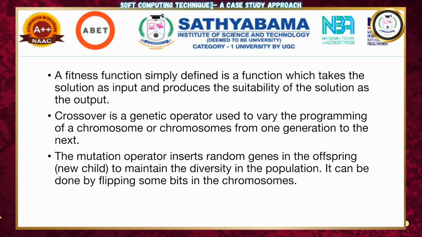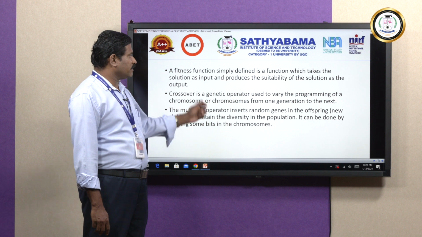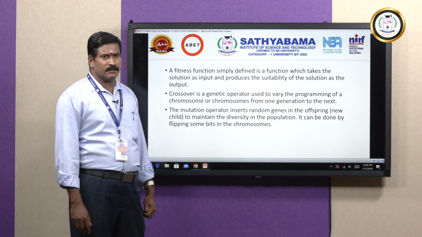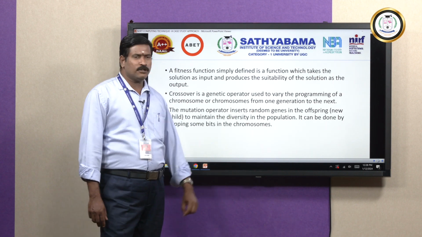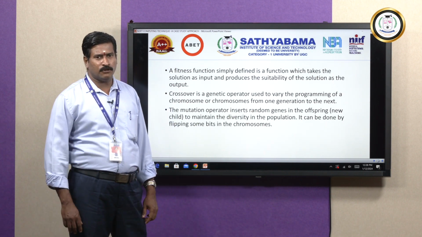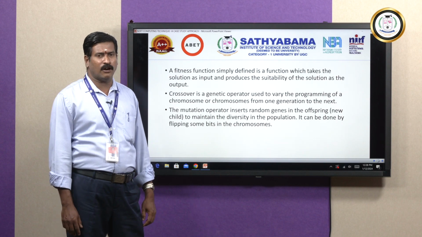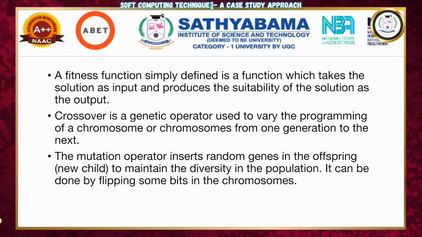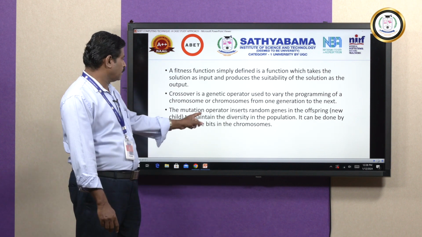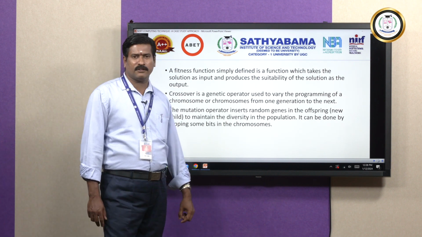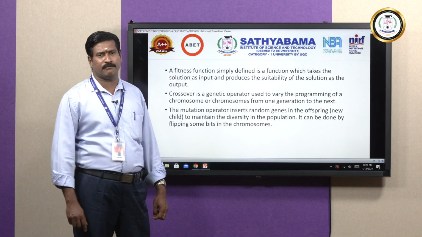Now, fitness function. The fitness function is the important criterion in a genetic algorithm. It is a function that takes the solution as input and produces the suitability of the solution as the output. So the input is the solution, the output is the fitness of the solution. Next, crossover. It is a genetic operator used to vary the chromosomes so that they move to the next generation. Next, mutation. Mutation is nothing but changing a particular bit of the chromosome.